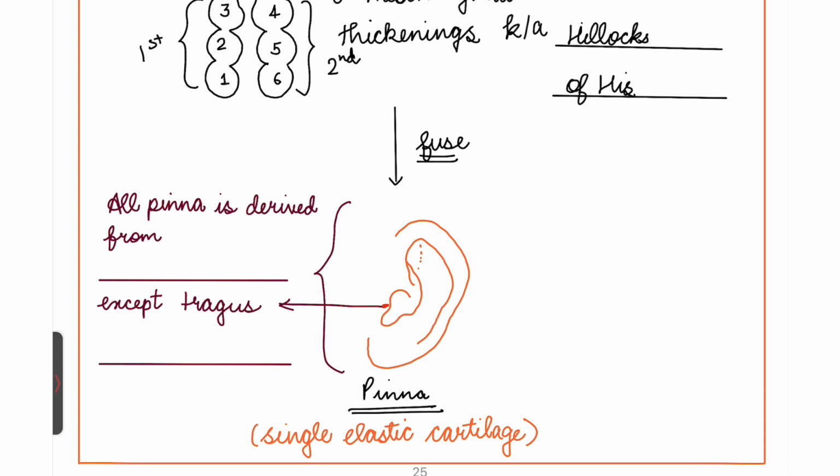All of the pinna is derived from the second arch, except one structure, which is the tragus. Here, tragus. Tragus is derived from the first arch. Therefore, whole of the pinna is derived from first arch and the second arch.